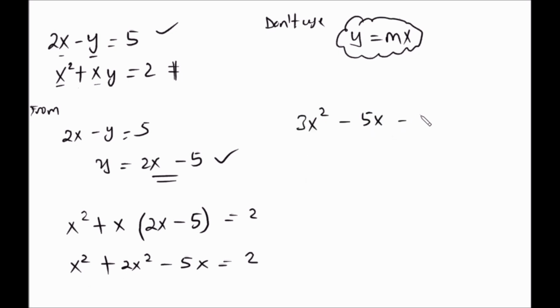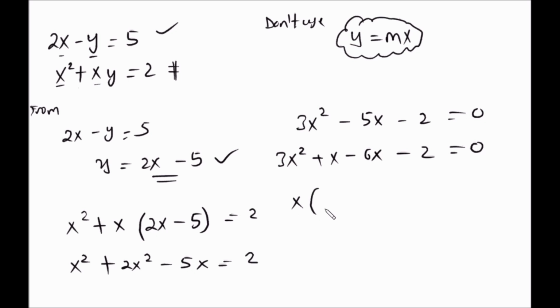Huyu 2 pia tumlete huku, -2 sasa na 0. So nikisplit the middle term, hiyo inakuwa ni 3x squared plus x minus 6x minus 2 sasa na 0. So x minus 6x ni negative 5x.